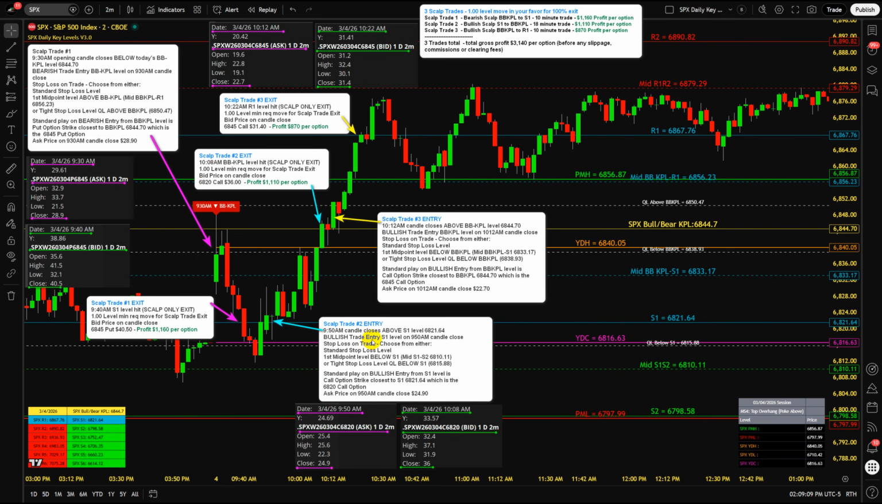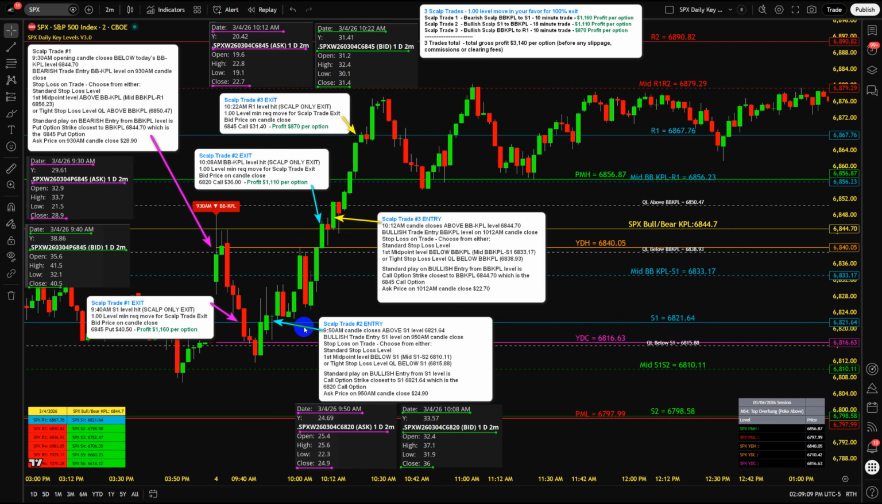The next trade opportunity here is a scalp trade entry on this 9:50 a.m. candle, which occurs after we exited this trade. You could also have entered here on this candle close or here. However, this ideally is the confirmation close here. We have the one close here. On the BBKPL, we're looking for the one close.